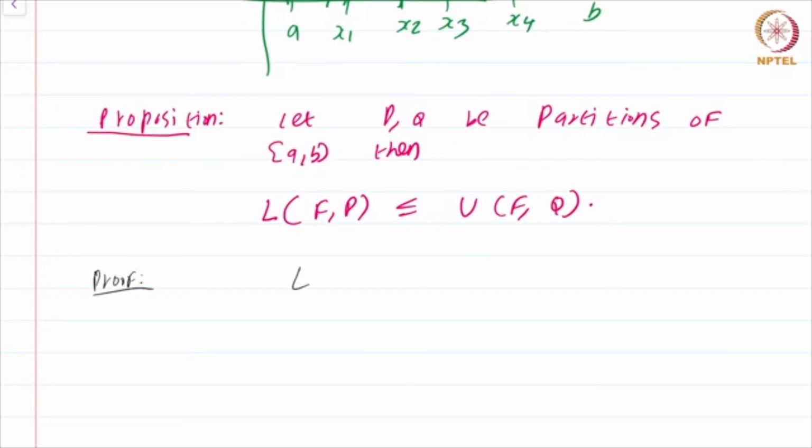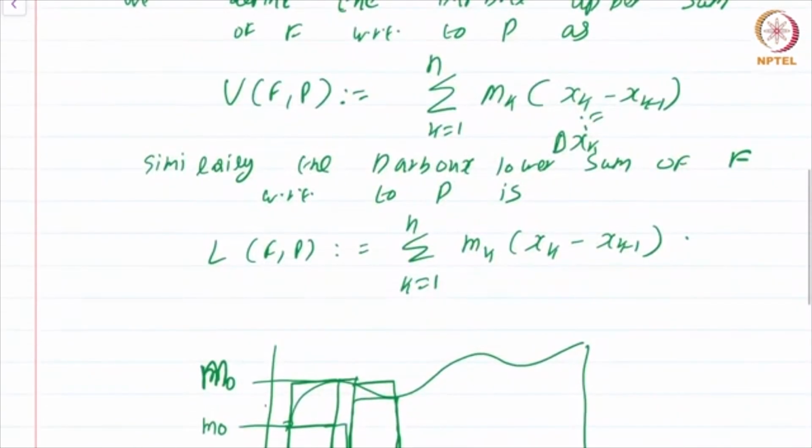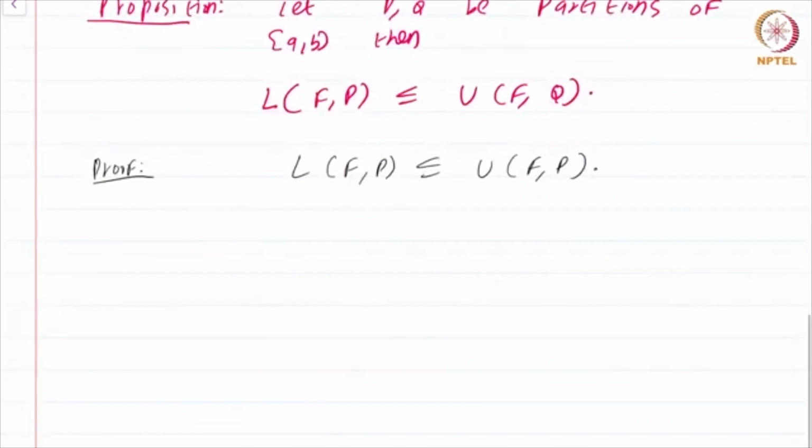Now, this should be obvious to you. L(f, P) is always less than or equal to U(f, P). That simply follows straight from the definitions. At each subinterval, you're choosing the minimum values for L(f, P), whereas you're choosing the maximum values for U(f, P). So this inequality is obvious. Now, both P and Q are partitions and therefore finite sets.